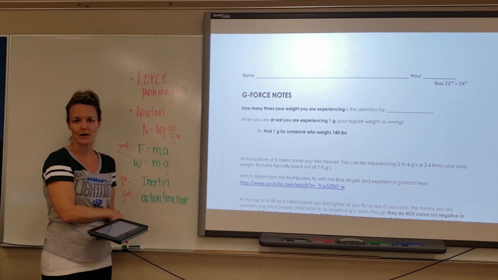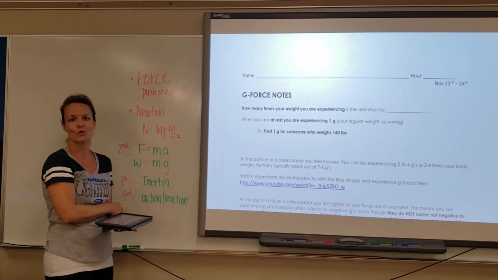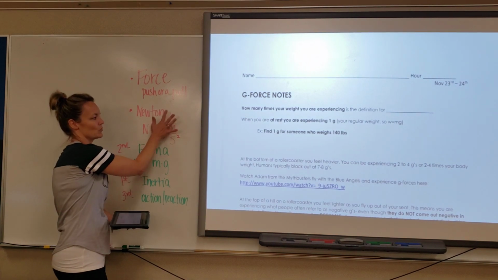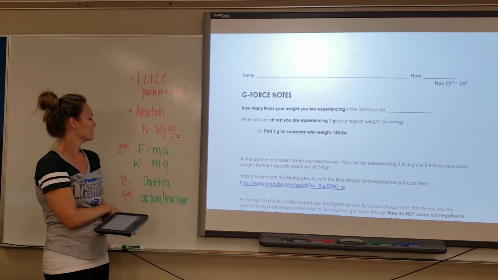This is a pain in the butt to write after every answer, so the metric system, they came up with a new unit, a Newton, which represents all of those together.